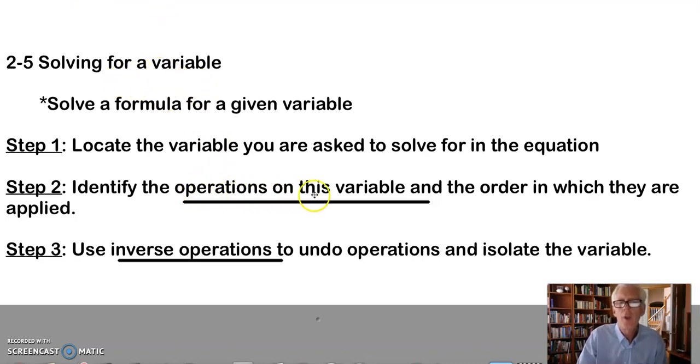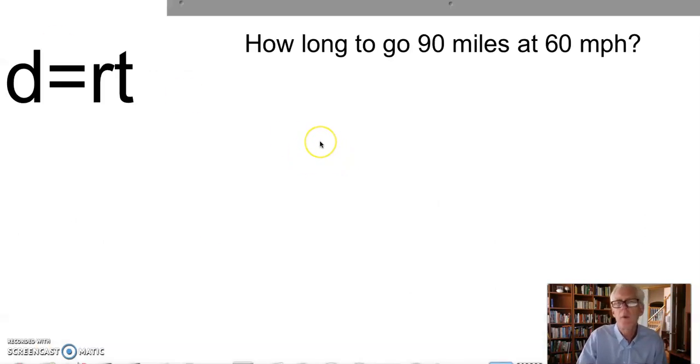We look for the operations on the variable we are going to change, then find the inverse operations. We started with the classic formula of all time, the distance formula. Distance equals the rate times the time. But this tells you how far you're going to go, so what if we wanted to know the equation for how long it will take us?